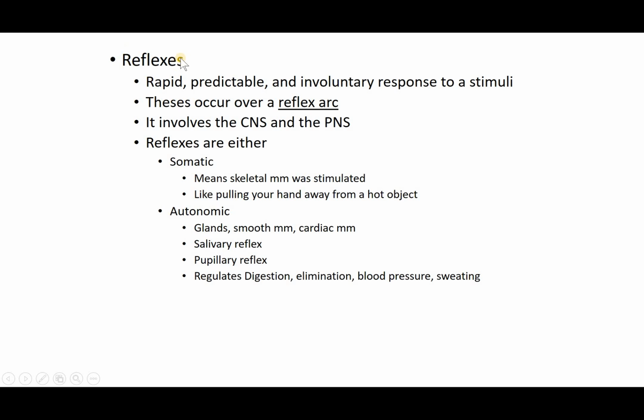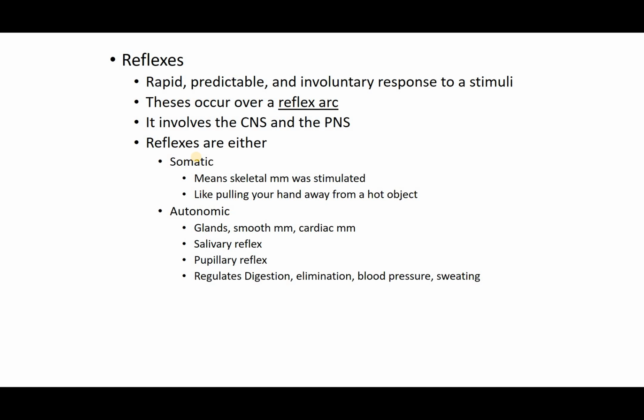Okay, reflexes are considered a rapid, predictable, and involuntary response to a stimulus, typically a harmful or potentially harmful stimulus. This does occur over a reflex arc. It does involve the central nervous system and the peripheral nervous system. And reflexes are going to either be somatic, which means skeletal muscle is involved, like pulling your hand away from a hot object, or autonomic, such as your glands, saliva, pupillary reflex, digestion, blood pressure, sweating.